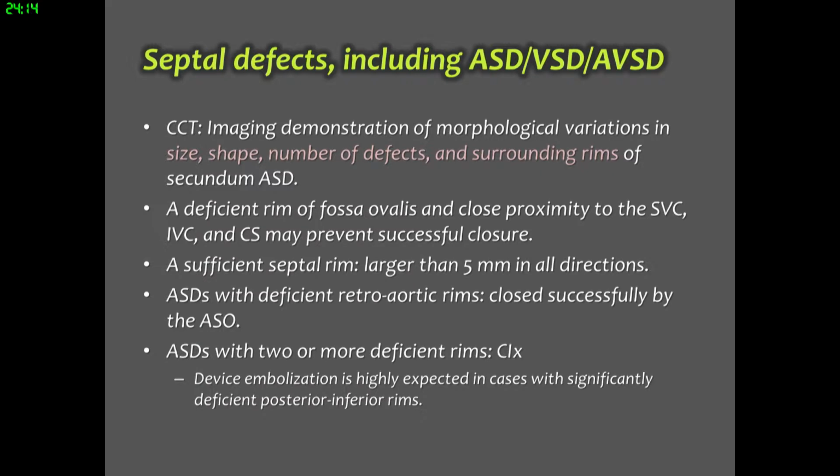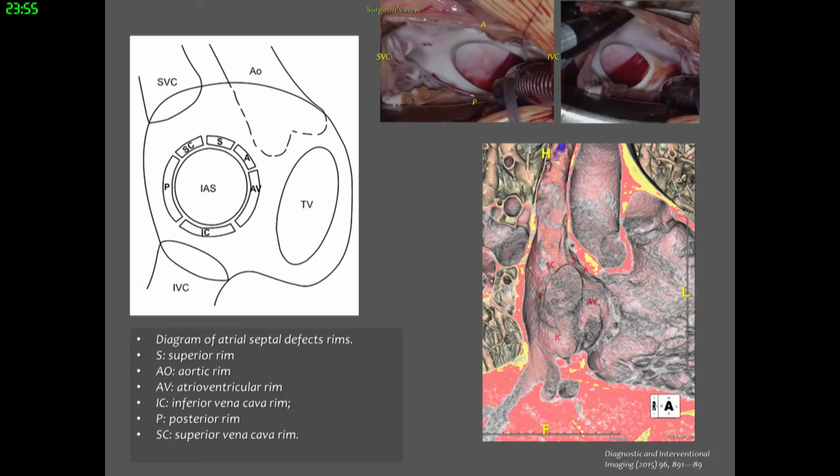Most ASDs with deficient retroaortic limbs are closed successfully by the ASO. An ASD with two or more deficient rims should not be closed with a device, as device embolization is highly expected in cases with significantly deficient posterior inferior rims.